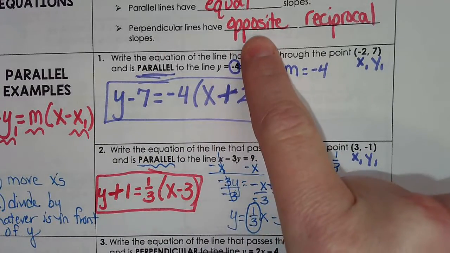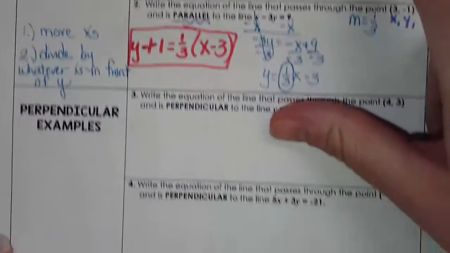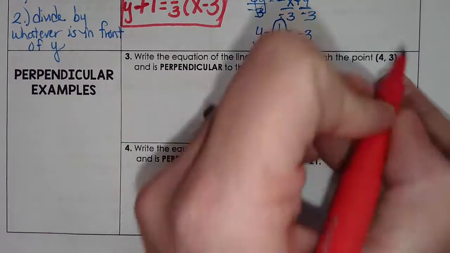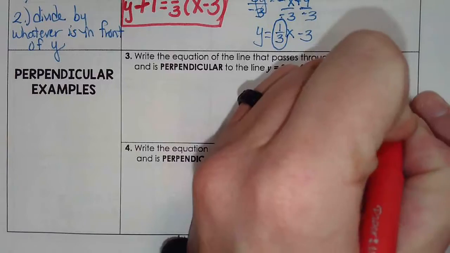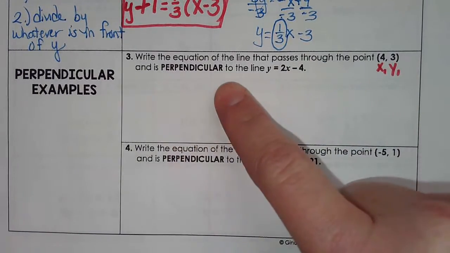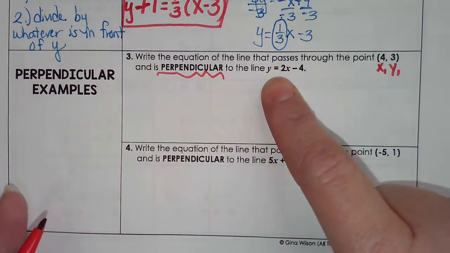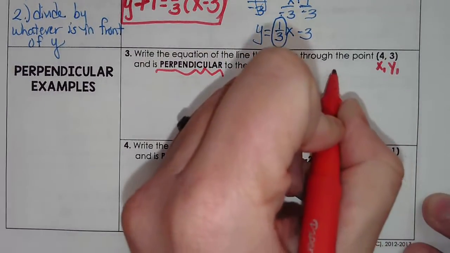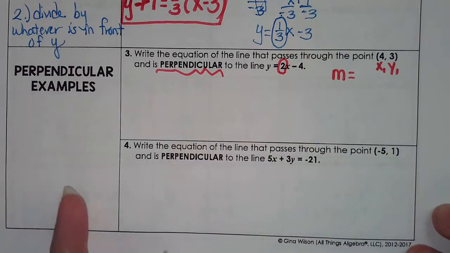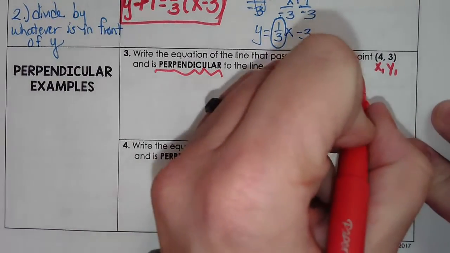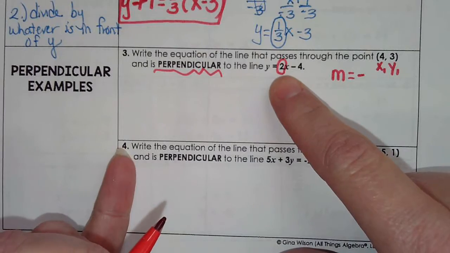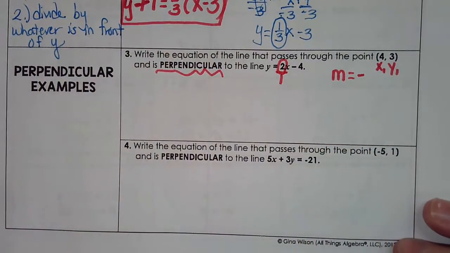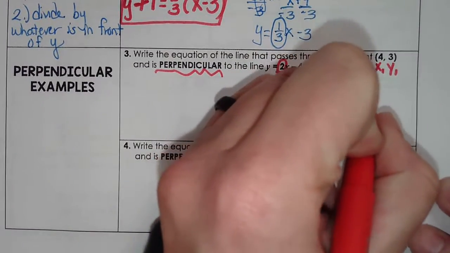except perpendicular lines have opposite reciprocal slopes. So if we take a look at this example, write an equation of a line that passes through the point. So this is our point, x1, y1, and is perpendicular to this line. Well, this line has a slope of 2. So my new slope has to be the opposite sign. So this is positive, so it's going to be negative. And then the reciprocal. Well, 2 is the same thing as 2 over 1. So I'm going to flip that, and I get 1 over 2.